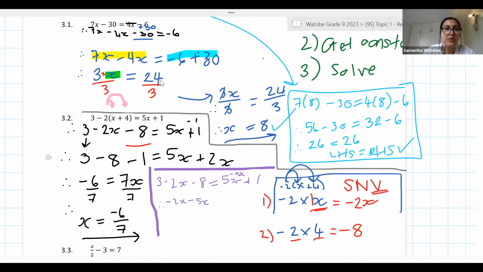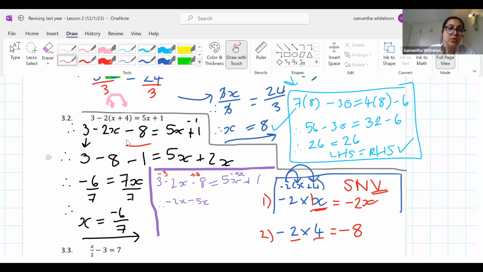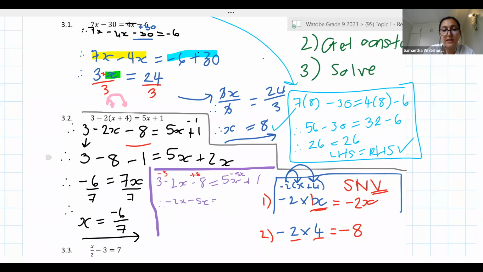Now I need to do the same thing with the constants. Now there's two constants on the left. I've got a positive 3, which means I need to subtract 3 on both sides. And I've got a negative 8, which means I need to plus 8 in order to move it over the equal sign. And so what that means is I've got minus 2x minus 5x is equal to the one that was originally on the right, minus 3 plus 8. And so now I've got the minus 2x minus 5x, which is minus 7x. And then I've got 1 minus 3, which gives us minus 2, plus 8, which gives us 6.